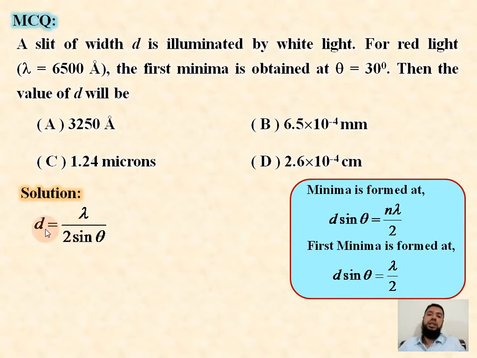Using this relation, let's calculate the width of the slit. Substitute the values. The wavelength is 6500 angstrom.